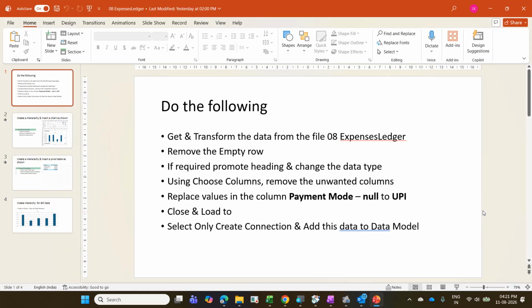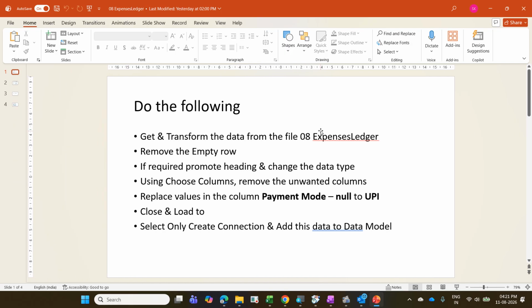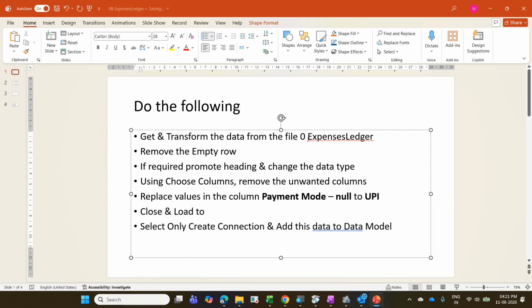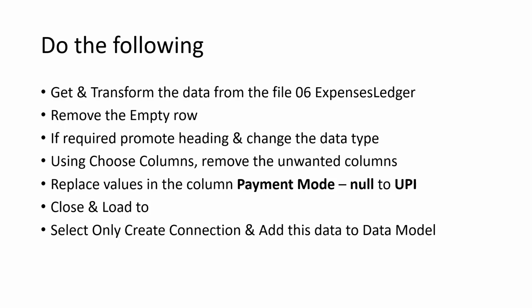Get and transform the data from the file called 06 expense ledger. After transforming the data, remove all the empty rows. Promote the heading, if required. Choose column, remove the unwanted columns. Wherever the payment mode is null, replace it with UPI, then close and load.